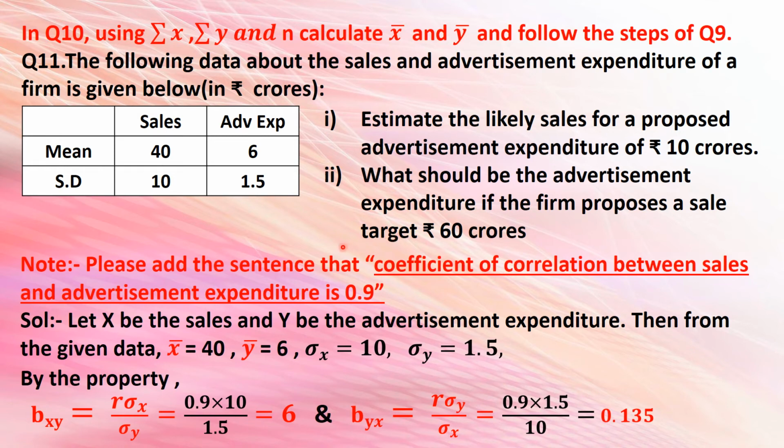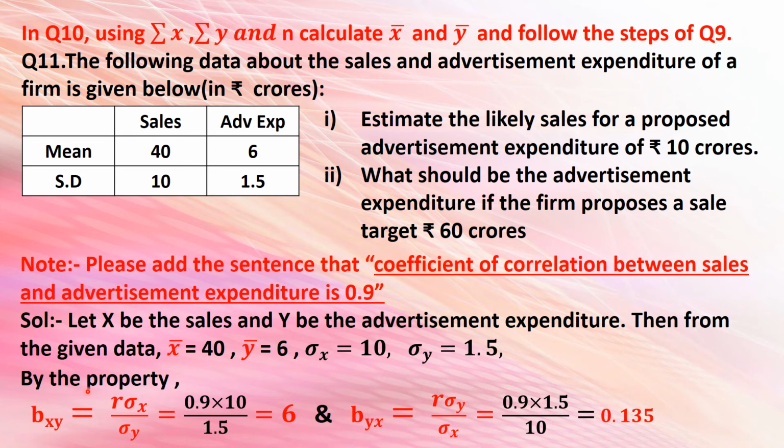Now in the question, we need to add a sentence. Here some sentence is missing, that is, the coefficient of correlation between the sales and advertisement expenditure is 0.9. The sentence is missing in the question. Just add that. And for finding the estimate of likely sales, let us take the sales as x and the advertisement expenditure as y. Then the values given are x bar is equal to 40, y bar is equal to 6, sigma x is equal to 10, and sigma y, that is the standard deviations of x and y, sigma y is equal to 1.5.